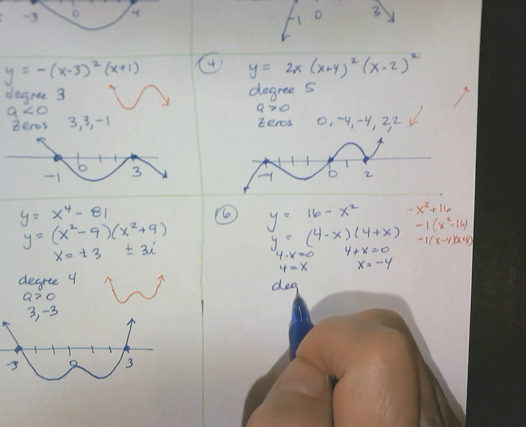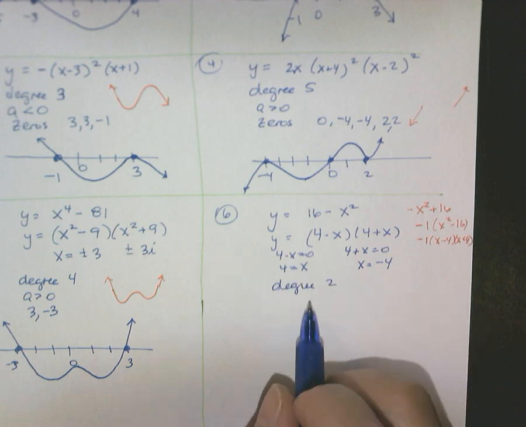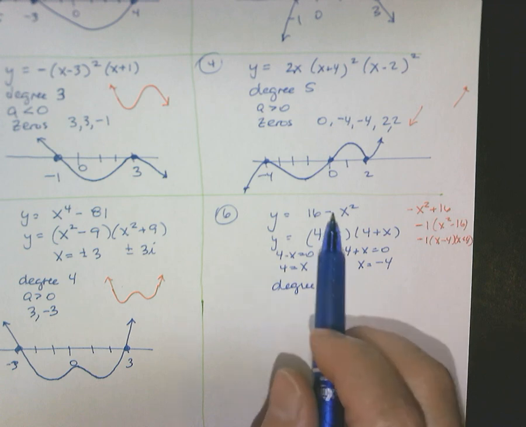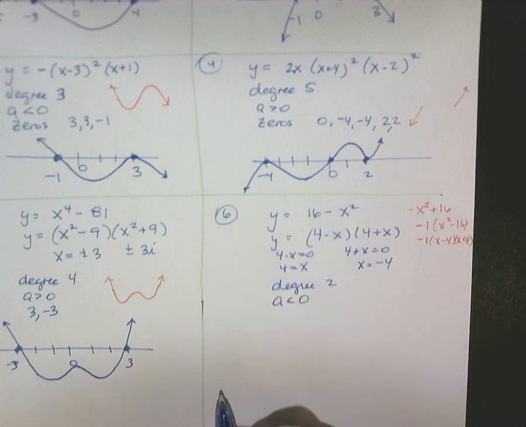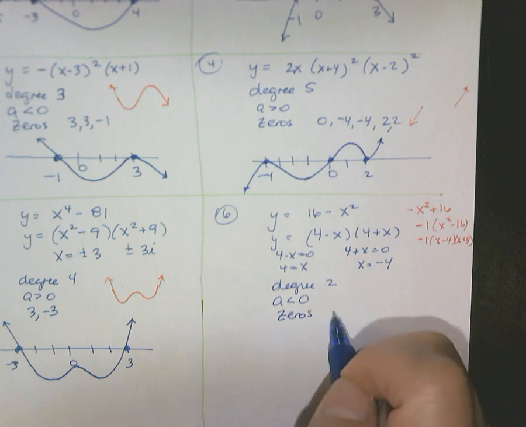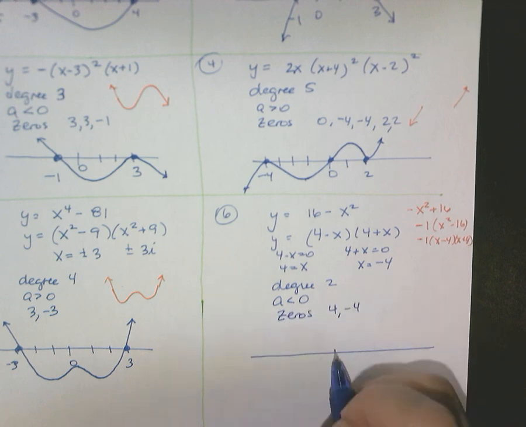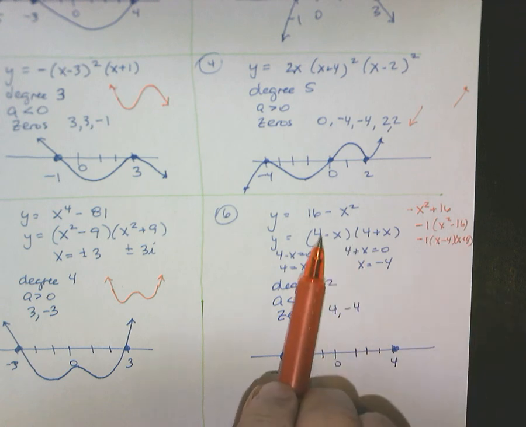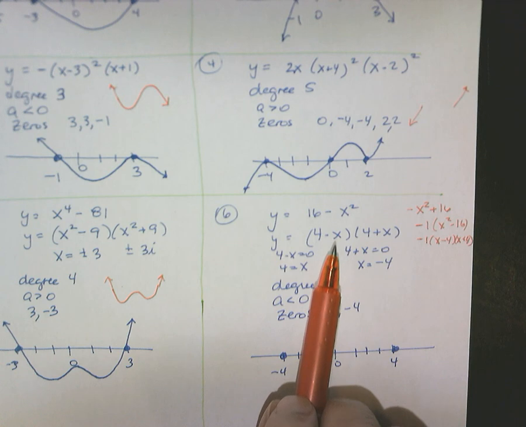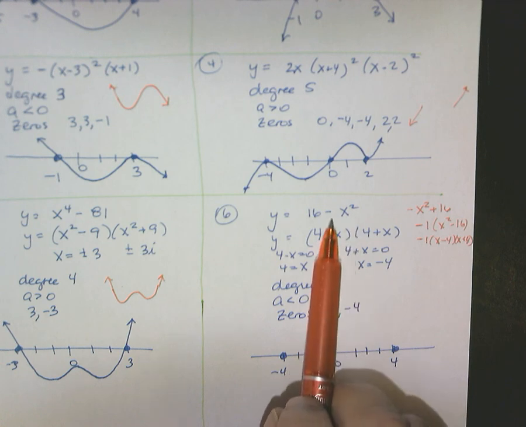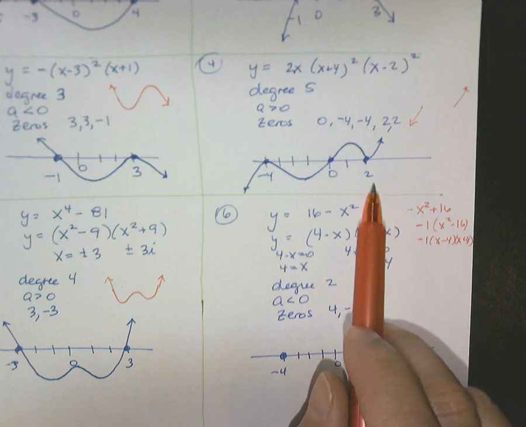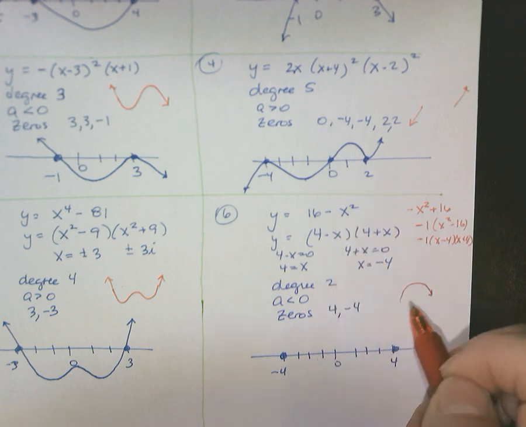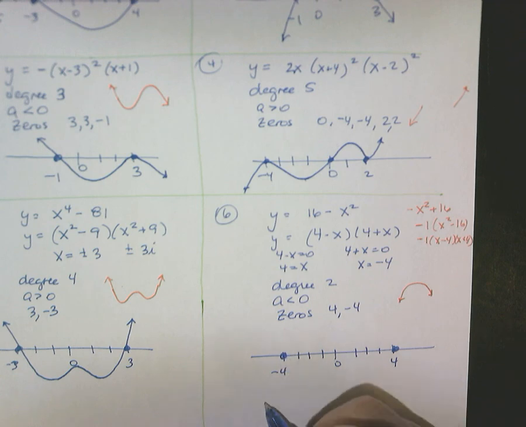So my degree is a 2. My leading coefficient is negative. This negative is in front of the x squared. So a is less than 0. And my zeros are 4 and negative 4. You can make those points. This is a quadratic, and I'm very familiar with quadratics. You've used them since Algebra 1. So a quadratic parabola opens up, but it has a negative, so I know it's got to do this. So all it's going to do is look like this.